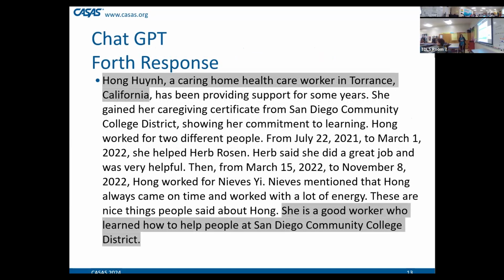So Hung Hun is a caring home healthcare worker in Torrance, California. Similar, she's a good worker who learned how to help people at San Diego Community College District. And then there's differences in between. But that's a really great thing, that you can just put in other information and you get similar but different things, to have a different example. Any questions?